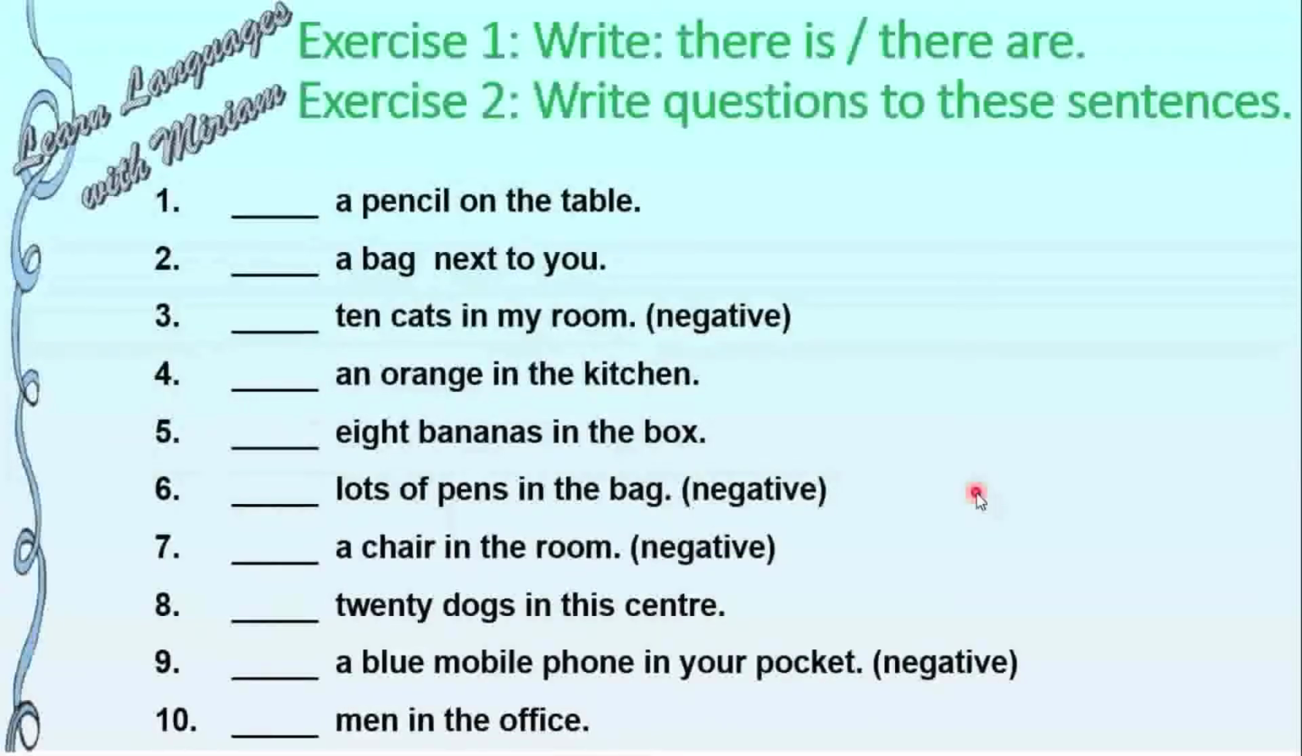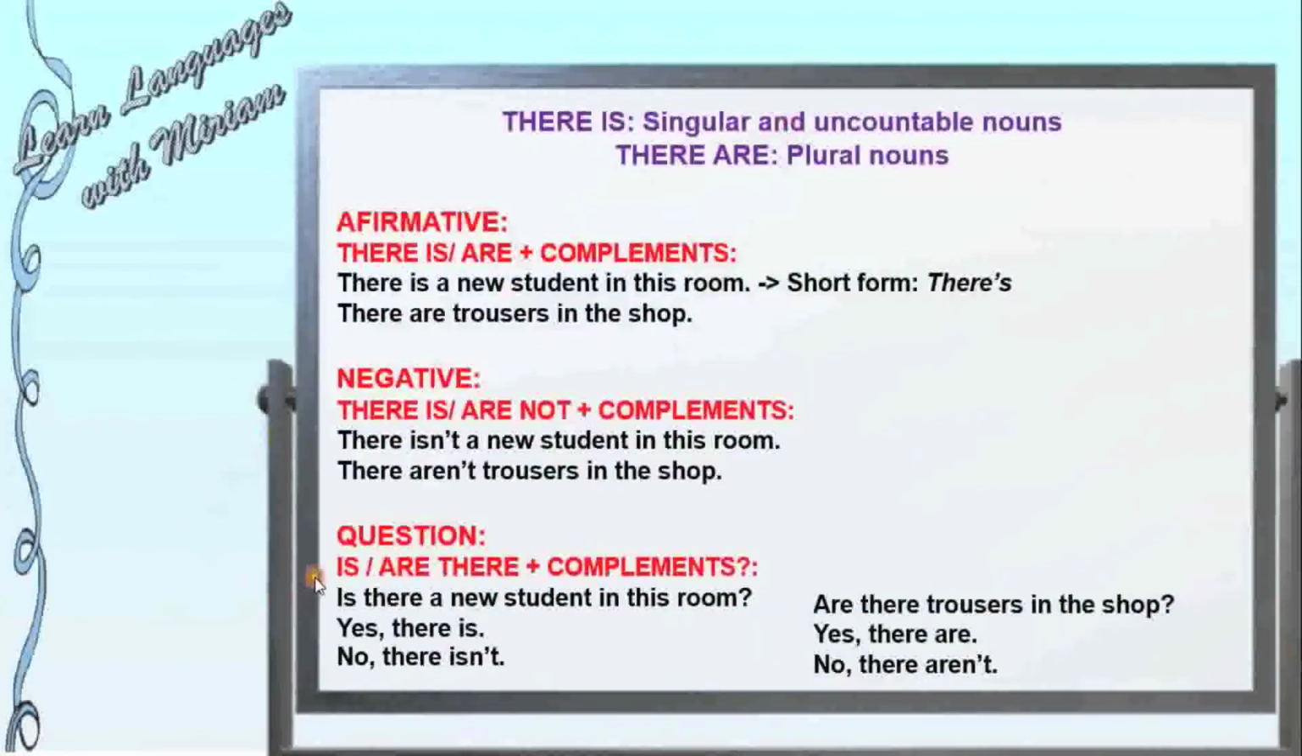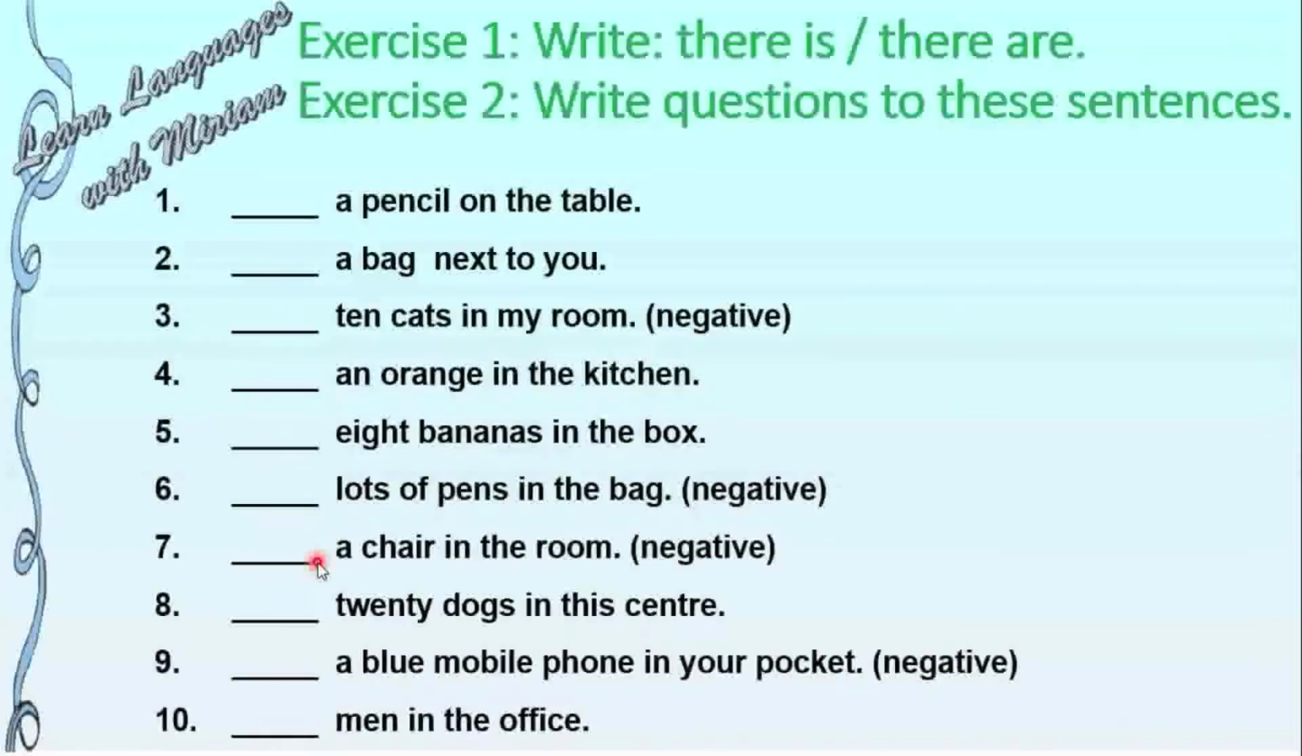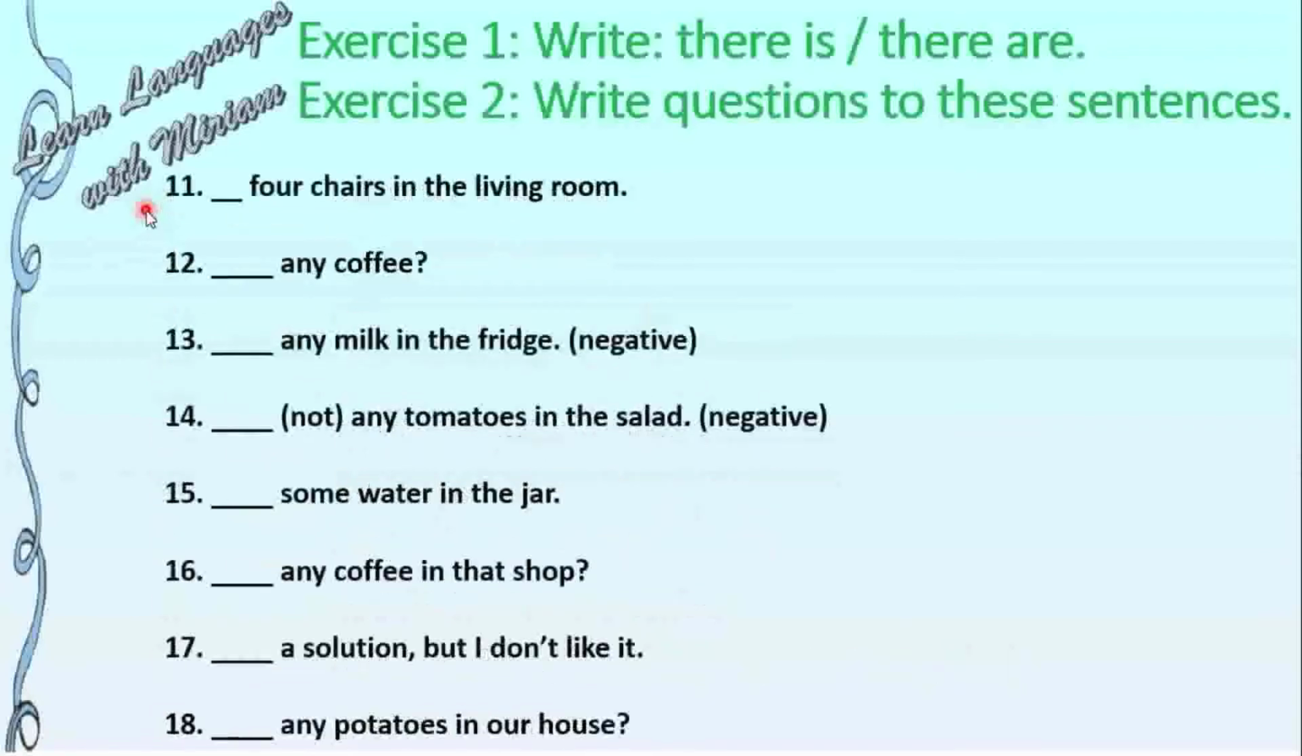Here I'm going to give you two exercises. First, you have to write there is or there are in each sentence. And then you have to write questions to these sentences. How are you going to write these questions? As it appears here. Is there or are there plus complements. The exercise begins in the first sentence and ends in the 18. I'll give you the answers in the next video.